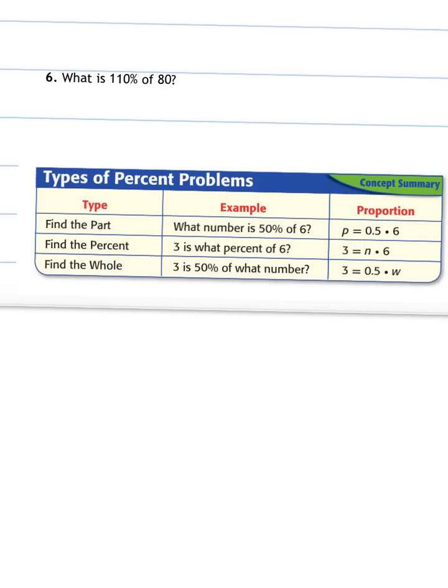Types of percent problems, again, like we had for the last one, find the part. So what number is, so they have this part here. That tells us our variable is on the left. 50%, turn it into a decimal. If we're finding the percent, it says 3 is what percent of 6. So it tells us our is and our of, and we're looking for the percent. And if we're finding the whole, it says of what number, so that's where we put our variable.